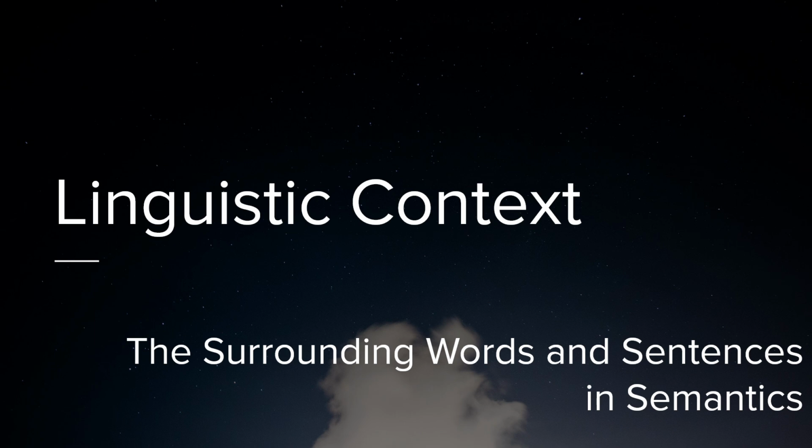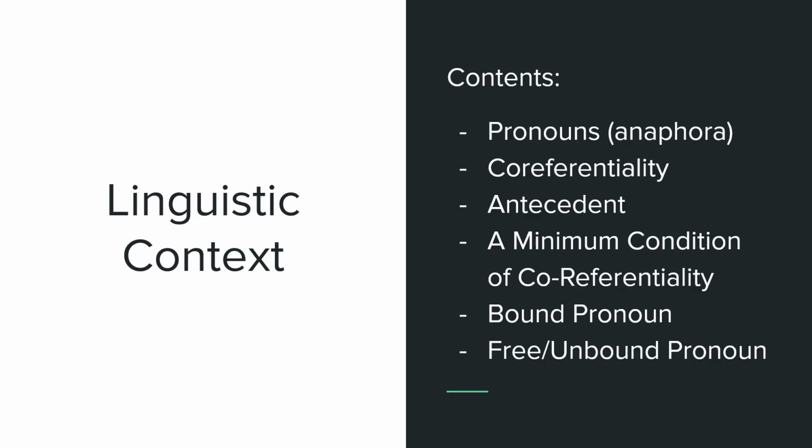I want to talk about linguistic context of the surrounding words and sentences in semantics. In today's talk, we are going to look at those concepts. There are pronouns, which is one of the Anaphora types, the coreferentiality, antecedent, a minimum condition of coreferentiality, bound pronoun, free or unbound pronoun.